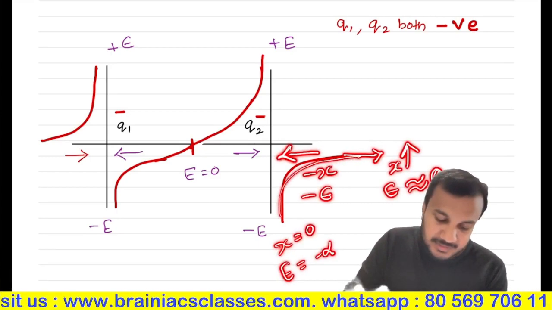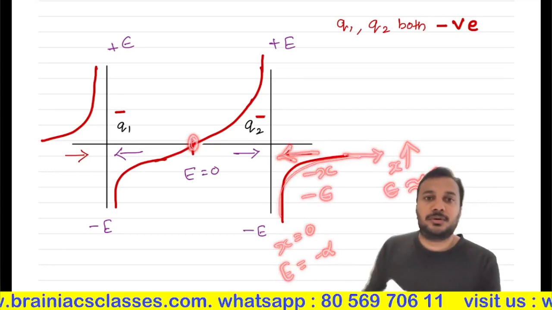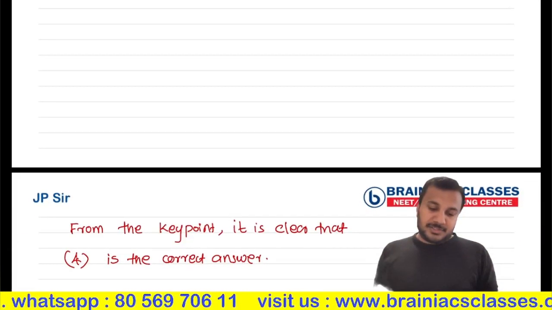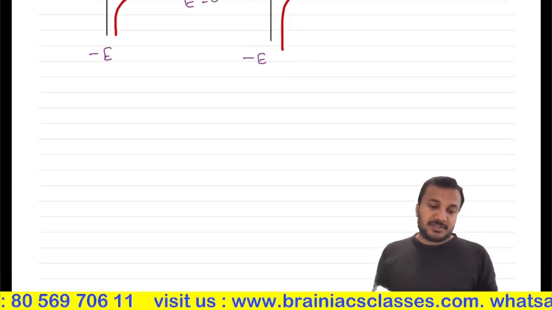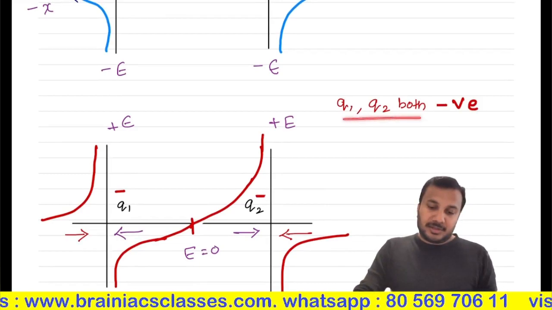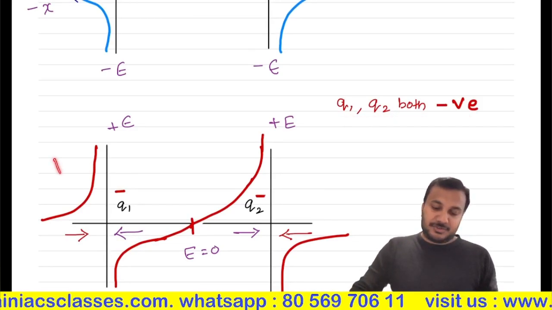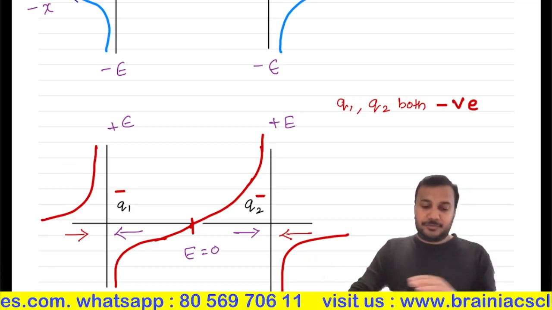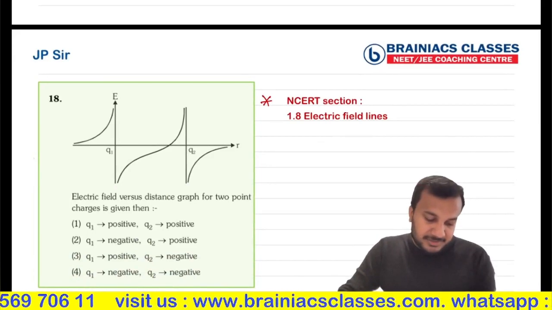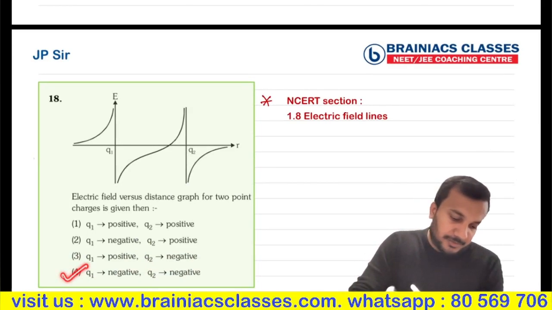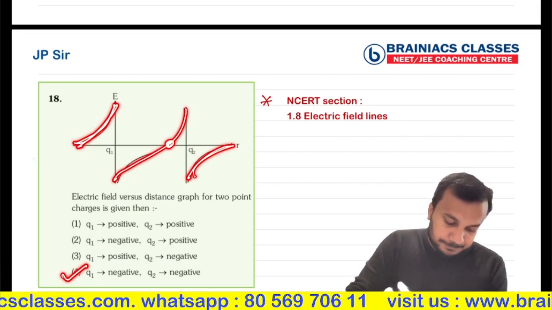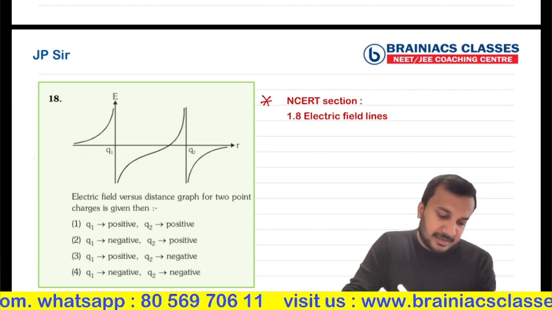Okay, so the graph is like this. Exactly at the center, as I told, it is always equal to 0. So from this key point, it is clear that option number 4 is the correct answer. Option number 4 matches Q1, Q2 both negative. If options 1 and 4 are given, let me see what the graph is for this one. Q1 is negative, Q2 is negative. Option number 4 on another.